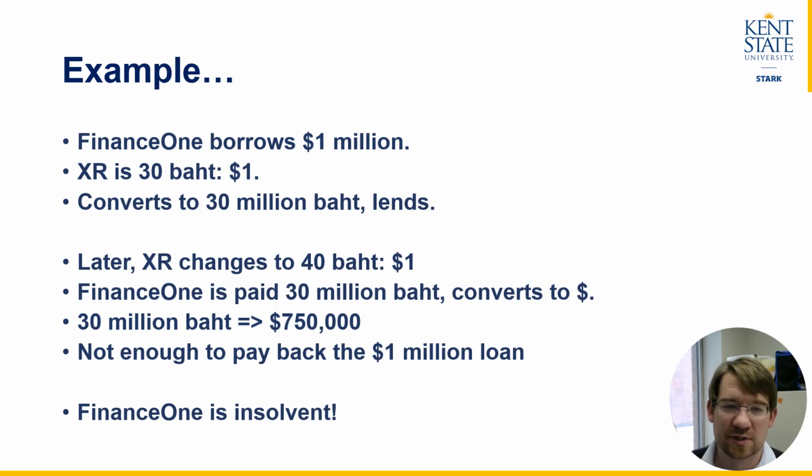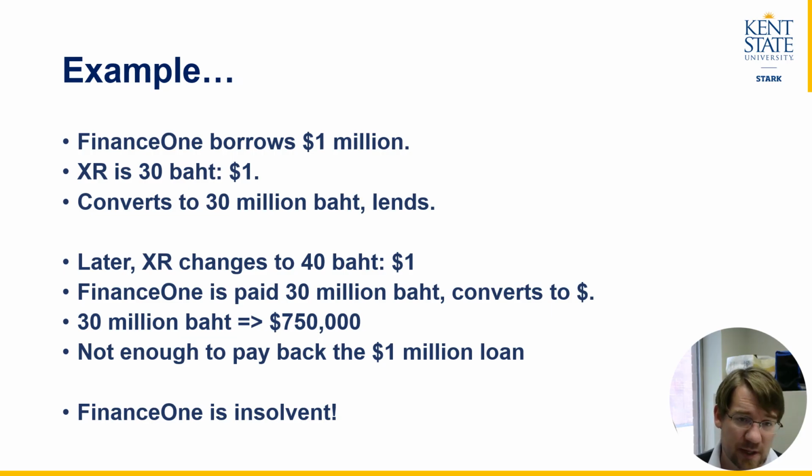So let's walk through an example. This is actually very similar to something that did happen during the Southeast Asian crisis. Okay, so Finance One, say it's the name of a Thai bank, it actually was the name of a Thai bank. Let's say they borrow $1 million from American investors. At that point in time, let's say the exchange rate is 30 Thai baht to the dollar. In that case, they take the $1 million, convert it into 30 million baht, and then lend that 30 million baht out.